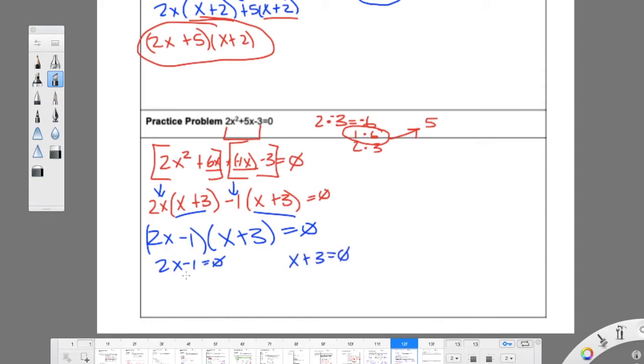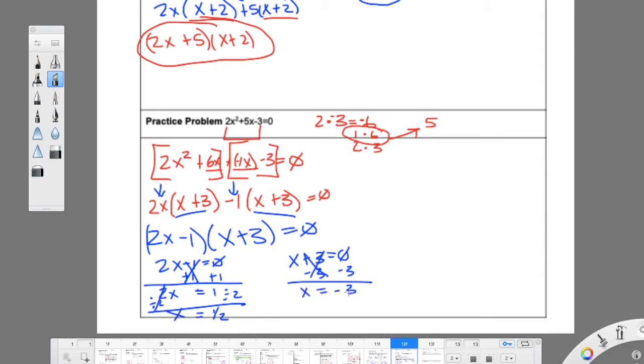So plus 1, 2x. 1 minus 1 cancels. And we'll divide by 2 on both sides. So x, because these cancel down to 1, 2 divided by 2 is 1, equals 1/2. And then for this one, we just simply have to subtract 3. 3 minus 3 cancels, and we have x equals -3.